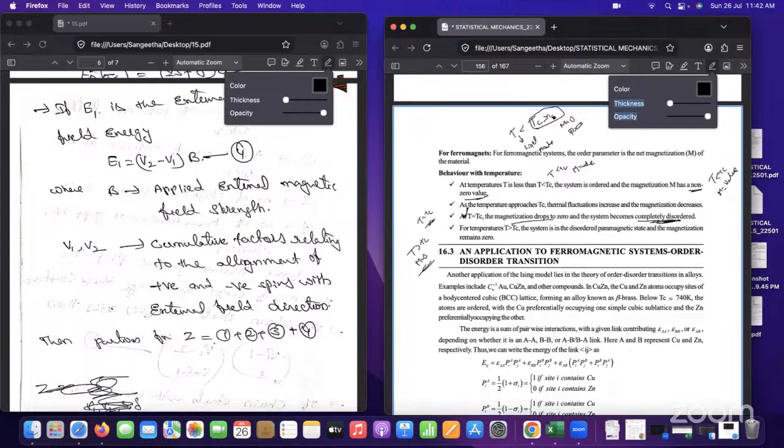స్పిన్స్ ఆర్ randomly oriented. At T equal to Tc. ఇంకొక కండిషన్ ఏముంది? దిస్ ఈజ్ ద ఫస్ట్ కండిషన్. T is greater than Tc, the second condition. Third condition ఏంది? T equal to Tc. T equal to Tc లో మ్యాగ్నటైజేషన్ వాల్యూ డిక్రీజ్ అవుతుంది.